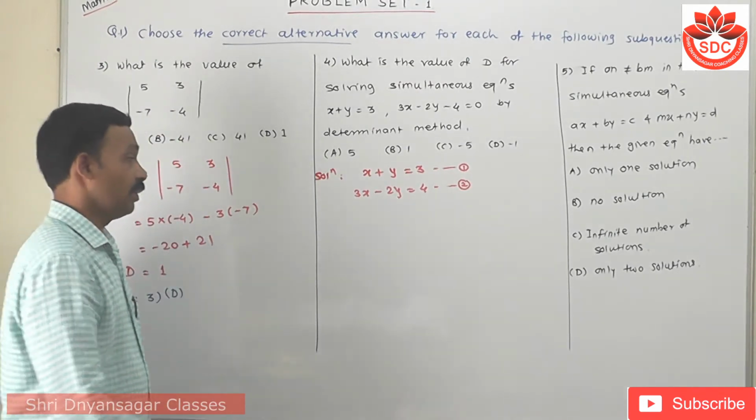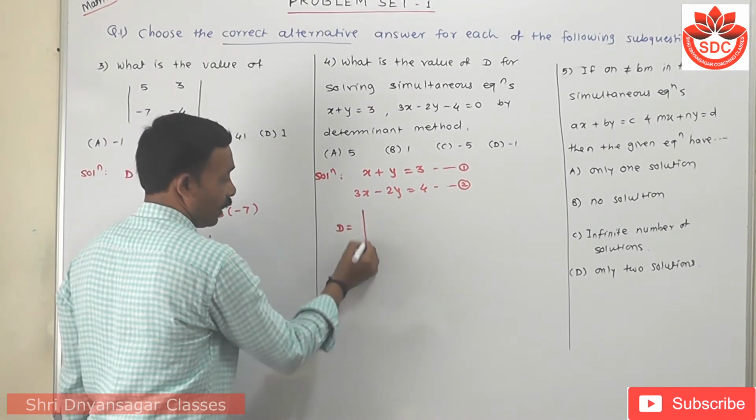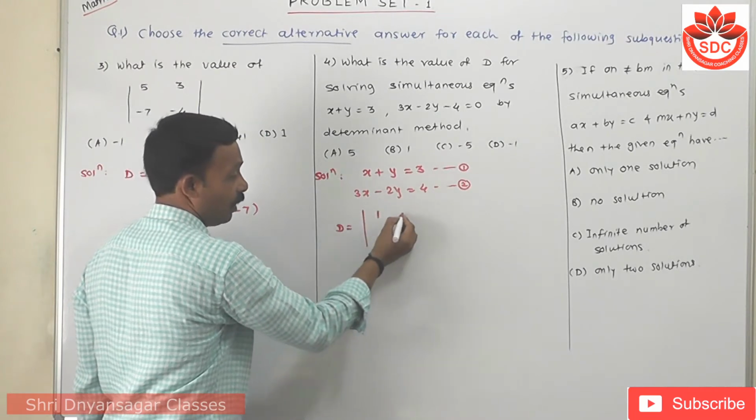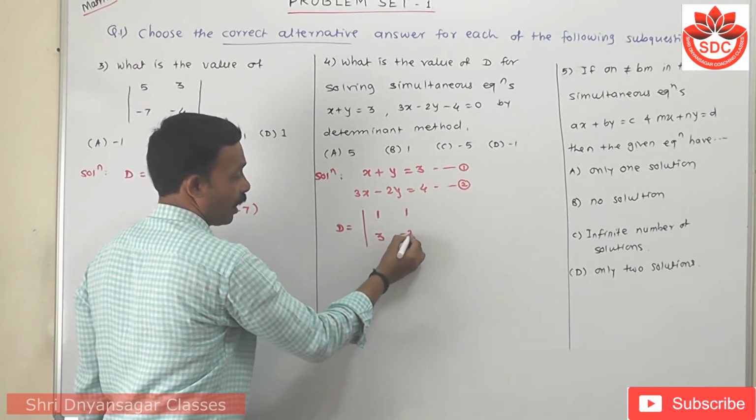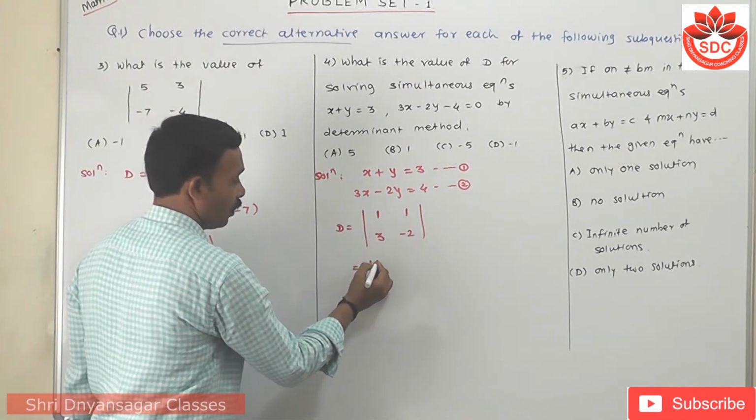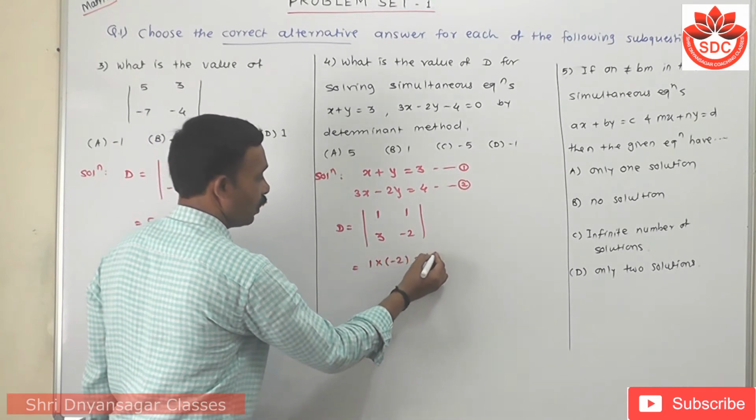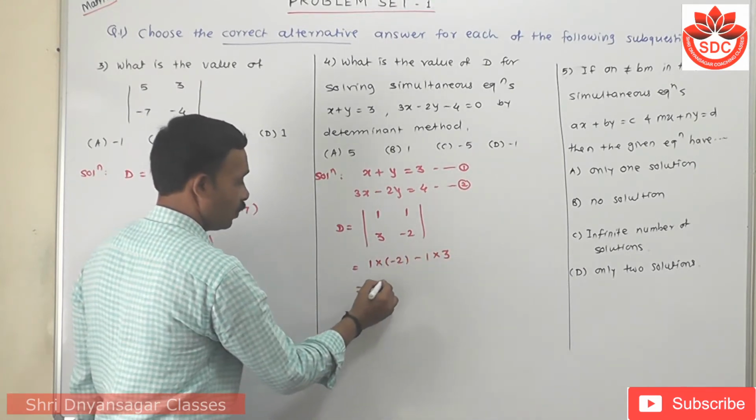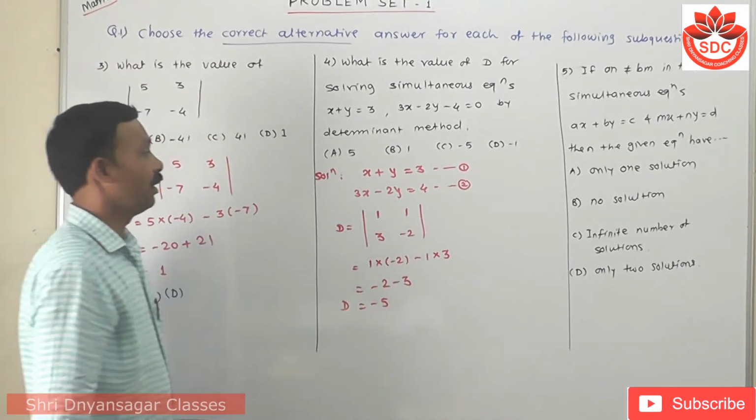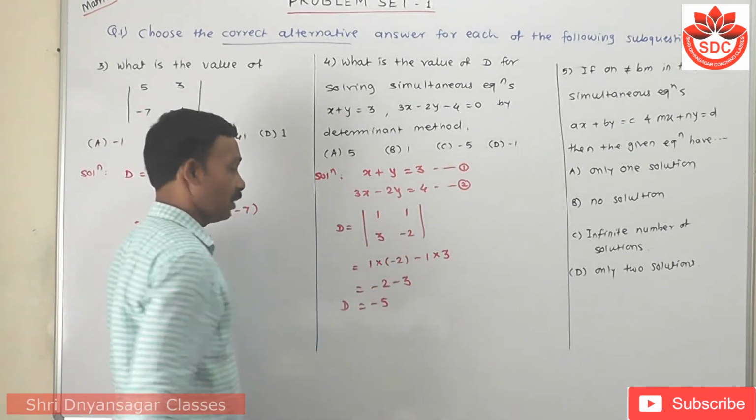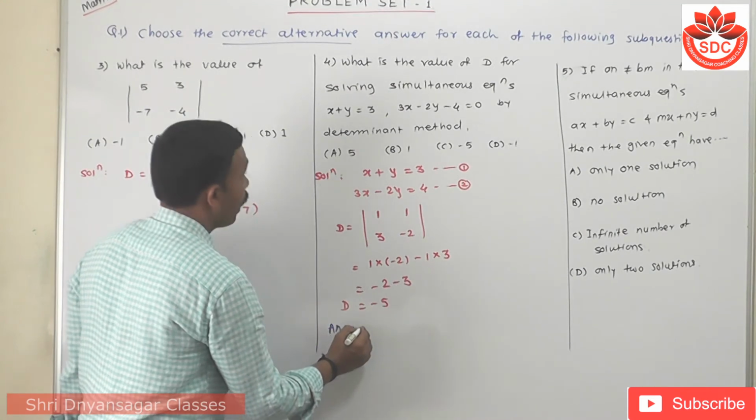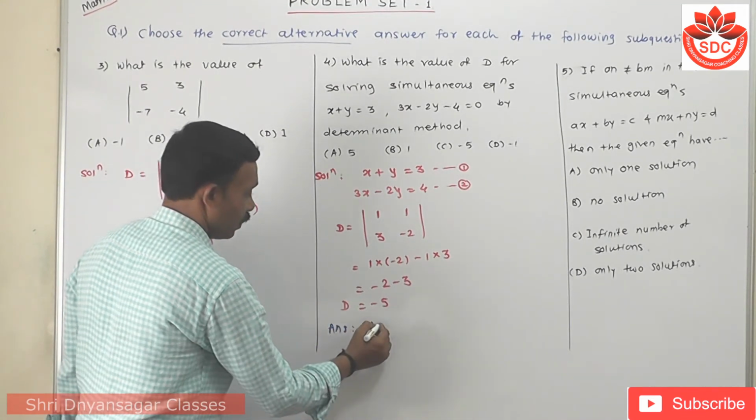Then the value of the determinant: first we take a, b, c and d, meaning 1, 1, c is 3 and d is minus 2. We have to find this value, which is 1 into minus 2 minus 1 into 3. 1 into minus 2 is minus 2 and this is minus 3. The value is minus 5. So minus 5 is option C, so our answer to question number 4 is C.